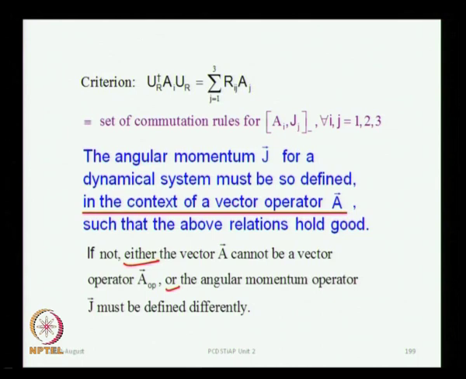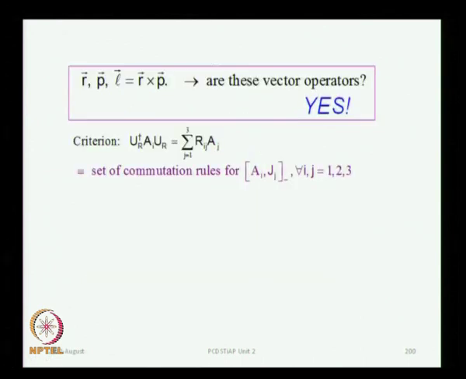Now, this is the necessary and sufficient condition, that if this criterion breaks down, then it would either mean that this vector A is not a vector operator, or else angular momentum has not been appropriately defined. So, let us take an example here, that these operators that I took for the first consideration, the position, momentum, angular momentum, and we ask whether they satisfy these criteria, and this is a matter of working out the algebra. You can discover for yourself that yes, they are vector operators.